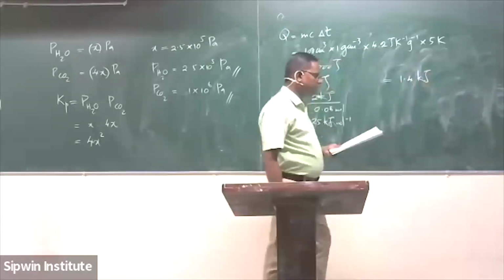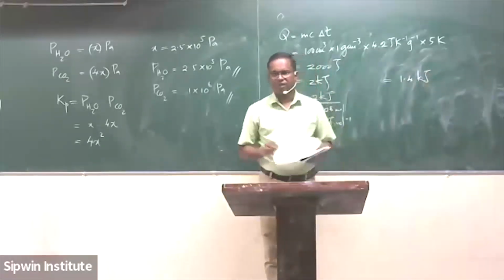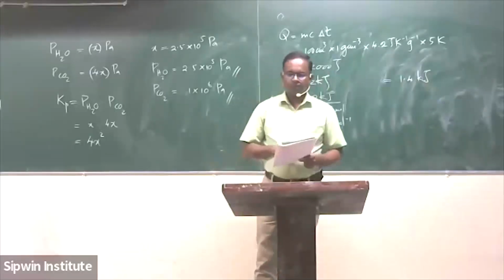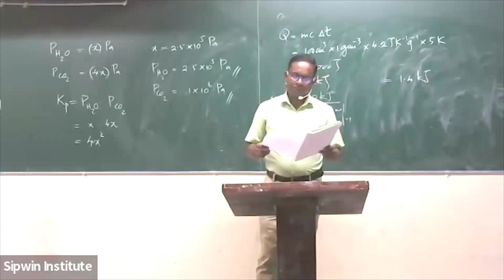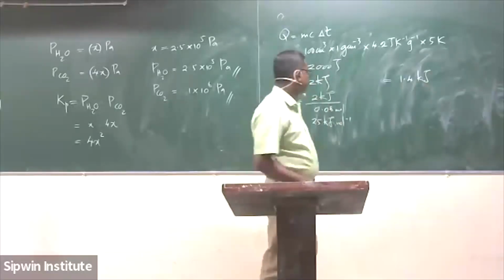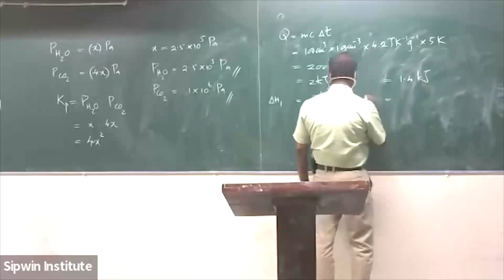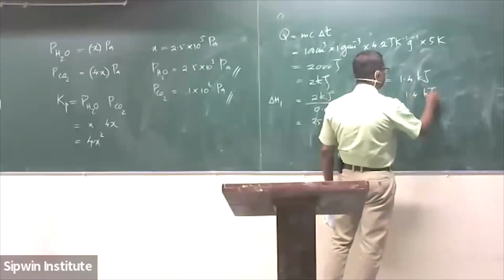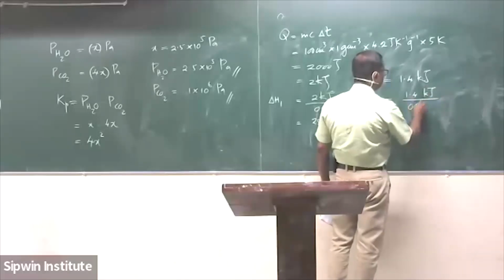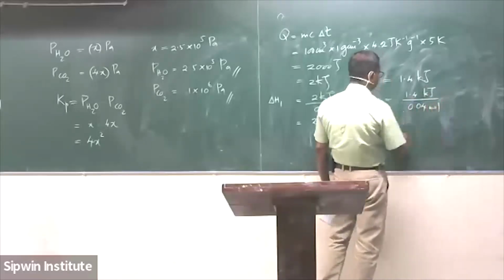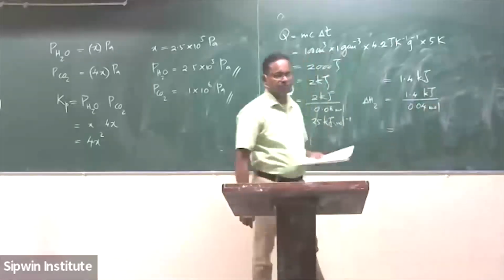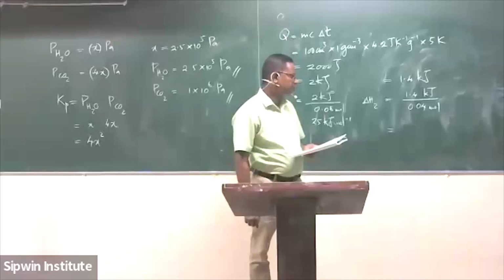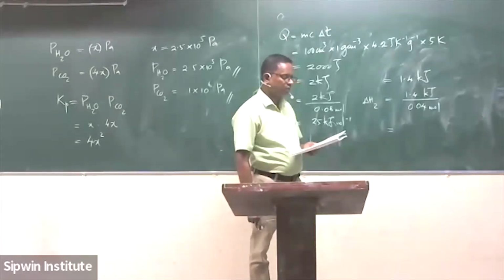After that, we have to convert that into moles. For 1 mole, here we use 0.04 moles. I'll take delta H2 as 1.4 kilojoules divided by 0.04 moles. Then minus 35 kilojoules per mole, right?